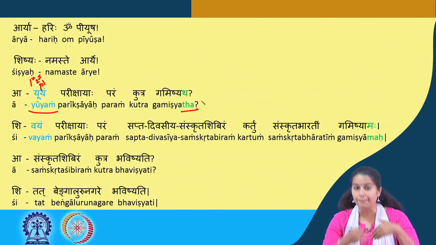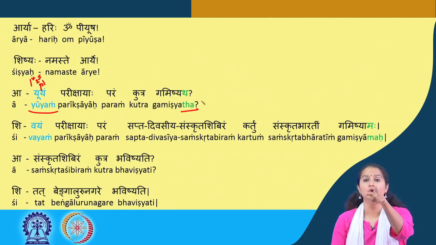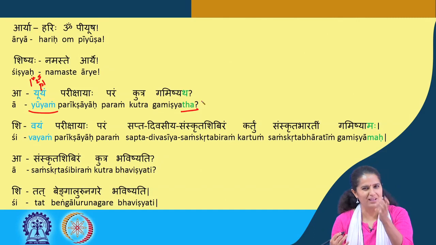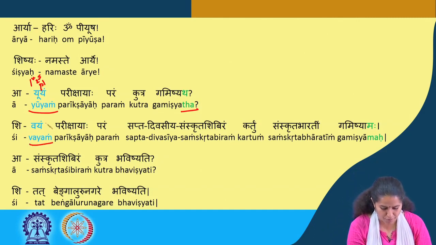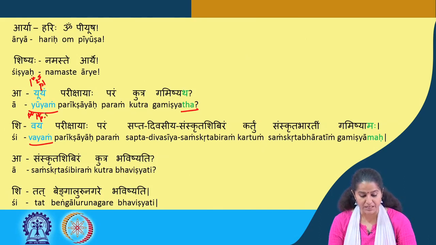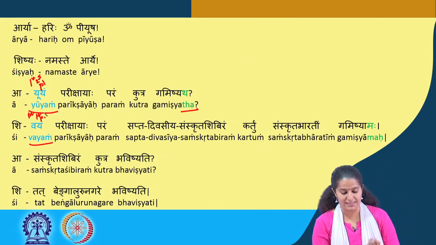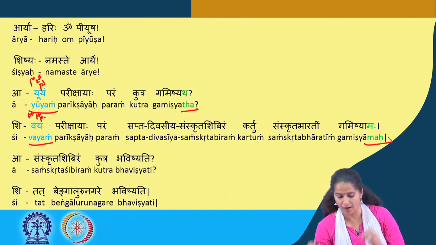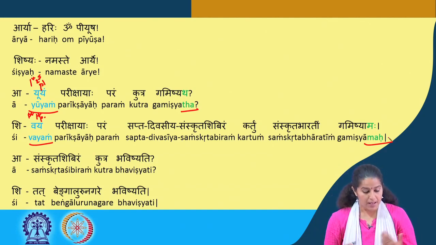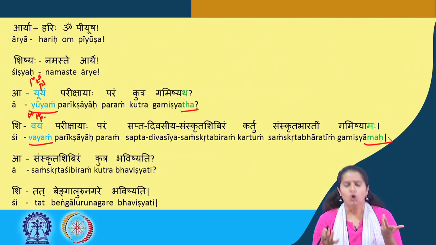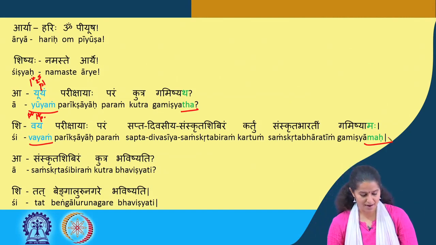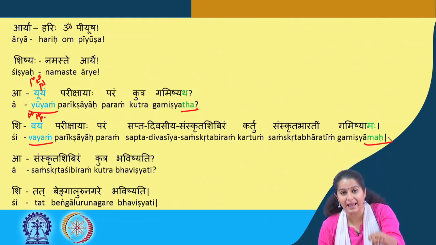Next, vayam. Vayam is the first person. You say yuyam for the plural, and vayam, just to bring a similarity with the English 'we'. So vayam is the first case for the first person plural. Vayam parikshayah param saptadivasiya Sanskrita shibiram kartum Sanskrita bharatim gamishyamah. Again, there is an accord with the subject. Moving on: Sanskrita shibiram kutra bhavishyati? The answer: tat Bengaluru nagare bhavishyati.